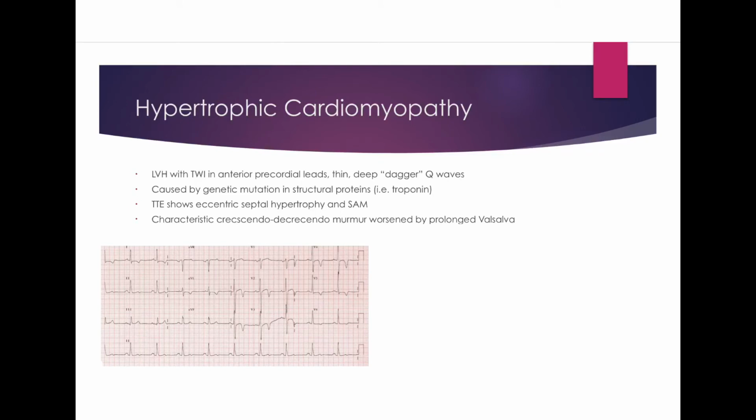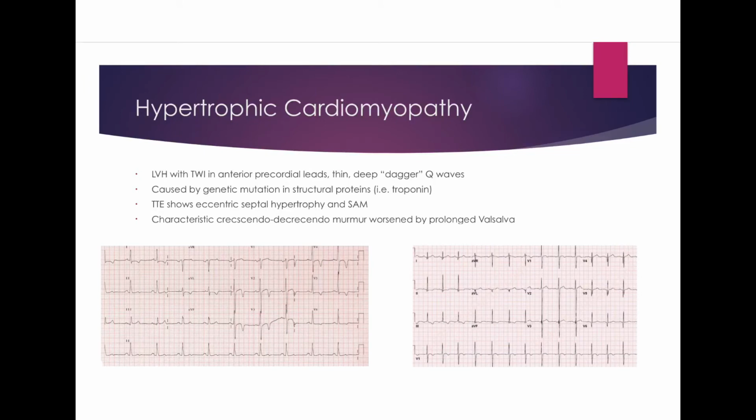Here's one example of an ECG from a young patient with hypertrophic cardiomyopathy. You see particularly large QRS voltages in the precordial leads, tall R waves in V4 and V5, with deep S waves in V2 and V3. These are also associated with secondary repolarization changes, with deep symmetric T-wave inversions in the anterior precordial leads.